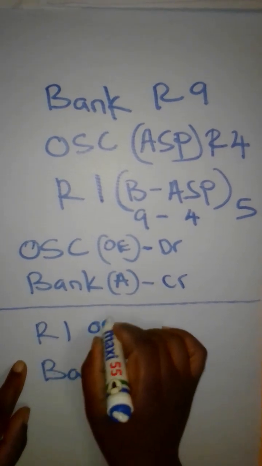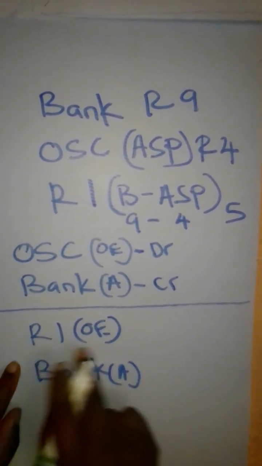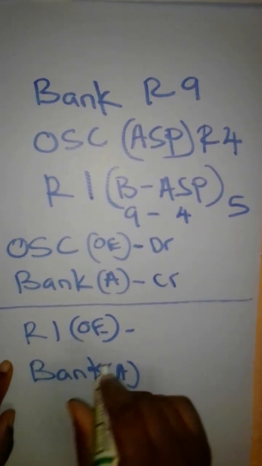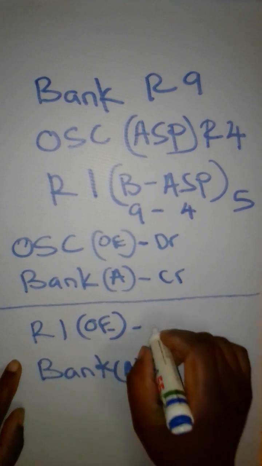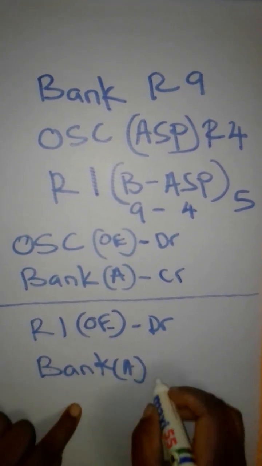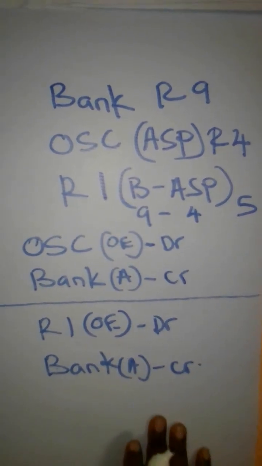Retained income is owner's equity, and bank is an asset. What is happening to our owner's equity? It is decreasing. How do we decrease owner's equity, and how do you show that in the general ledger? We debit. How do we show an asset that is decreasing in the general ledger? We credit. These are the entries that you are supposed to record here.